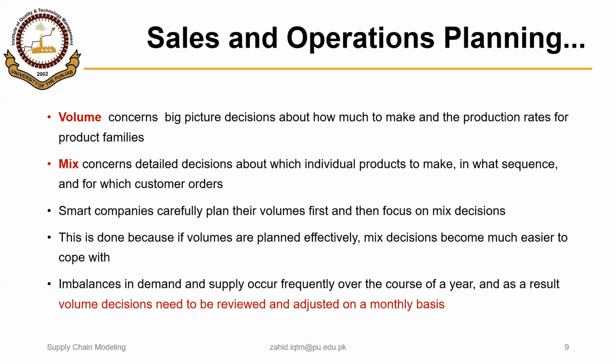The other two terms were volume and mix. So volume concerns the big picture decisions about how much to make and the production rates for product families. Now, this is also an important topic, how we can actually make the product families. So based on the volume of product family, we decide the mix, and that is basically the concern of MPS. So mix concerns detailed decisions about which individual products to make within that product family, in what sequence and for which customer orders.